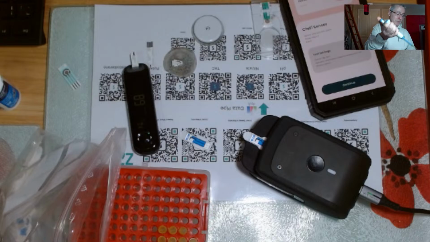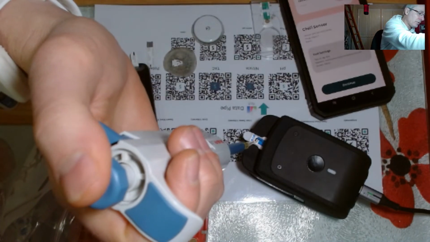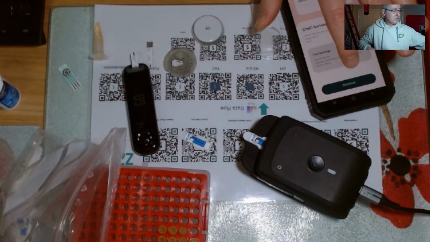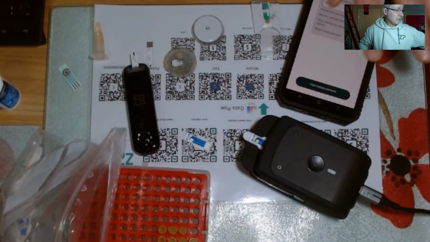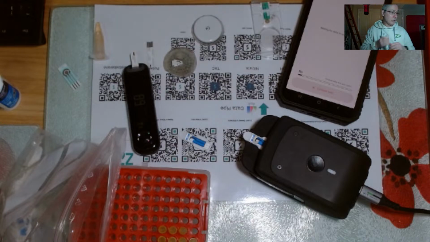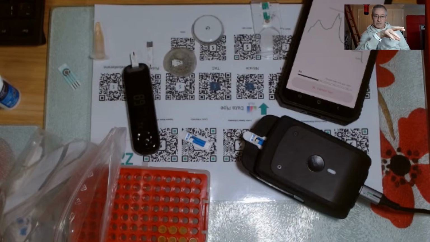So here comes another ZP. This is a ZP product. Put the sample on there. Hit continue. Hit start. And off it goes. That is what ZP uses screen printed electrodes for.